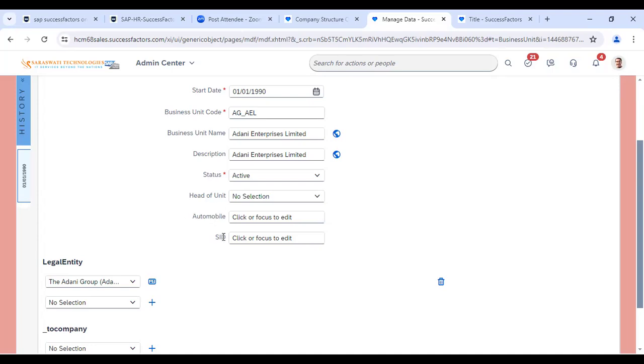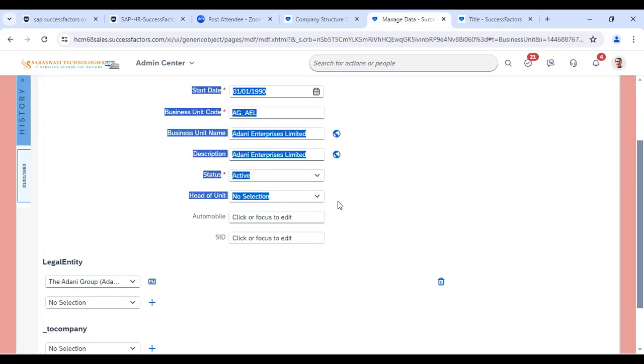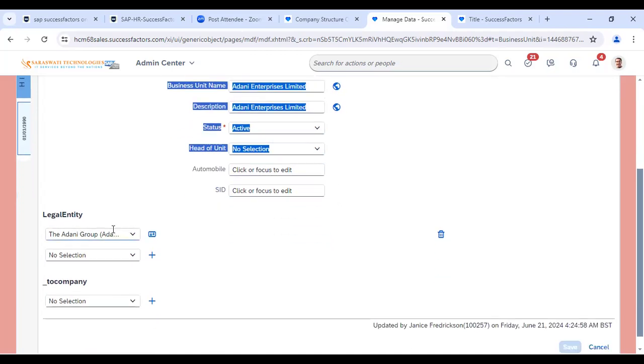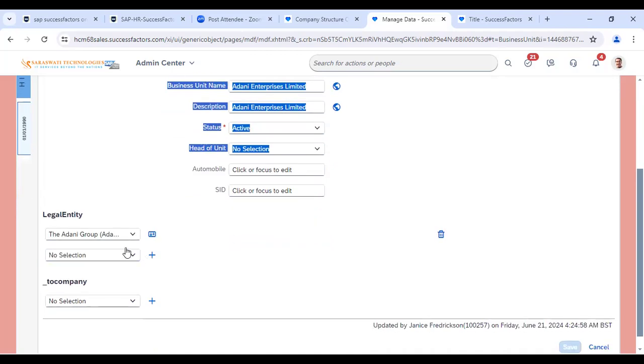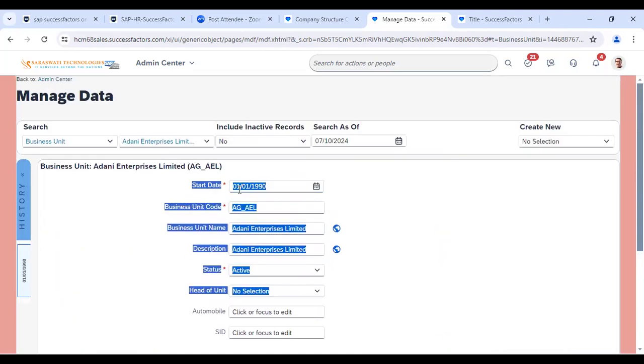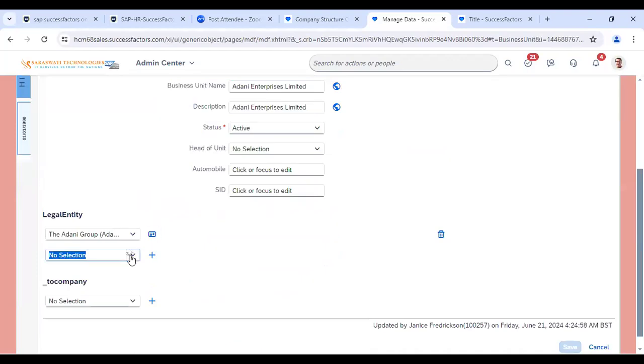Here are automobile and SID, which are as per the custom fields we have in the business unit. But these are the generic fields, all from start date to head of the unit. Every client needs these. And why is the legal entity coming here? That is the association for every business unit. The legal entity is associated. Now, if you want to associate this business unit to a different legal entity, you can do that also. Some companies will have the requirement that there would be two legal entities.